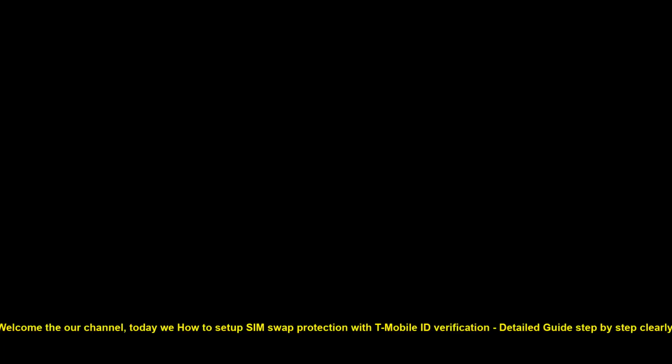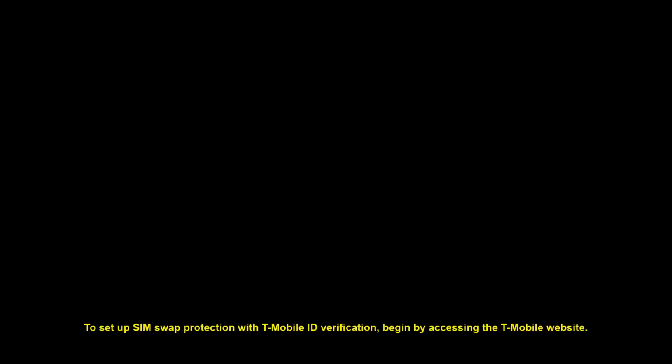Step by step clearly. To set up SIM swap protection with T-Mobile ID verification, begin by accessing the T-Mobile website. Log in to your T-Mobile account using your credentials. Once logged in, navigate to the profile section of your account.